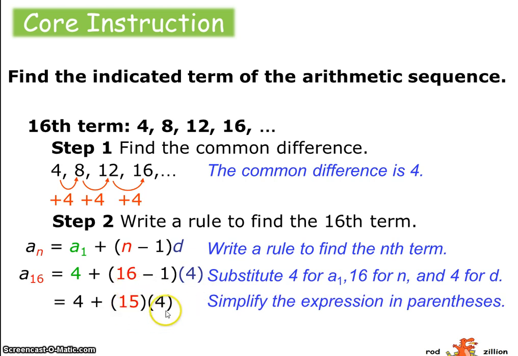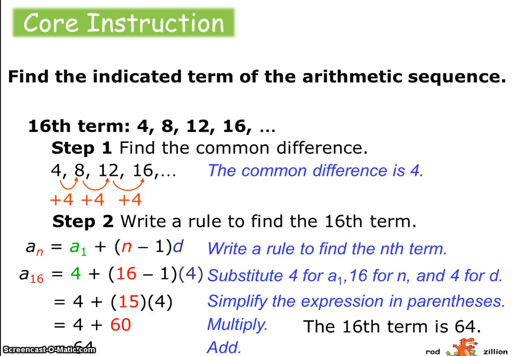60 minus 1 is 15, times 4 is going to give me 60, plus the 4 that I started with gives us 64. So 64 would be the 16th term in this sequence. Let's take a look at another example.